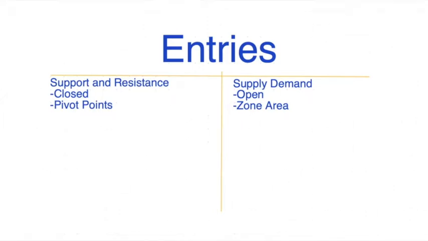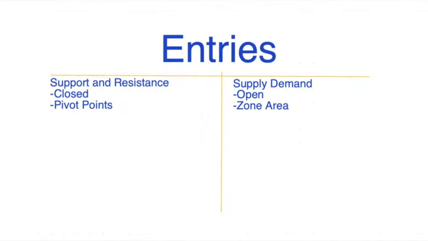All right, so this training will be about entries as it relates to support and resistance, and also supply and demand. So it will be two parts. First, we're going to look at entries for support and resistance, and then we will be looking for entries at supply and demand zones.